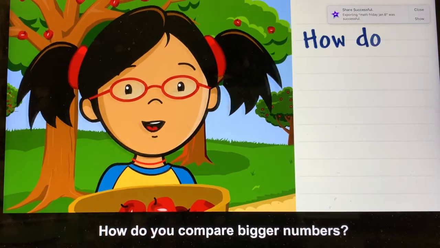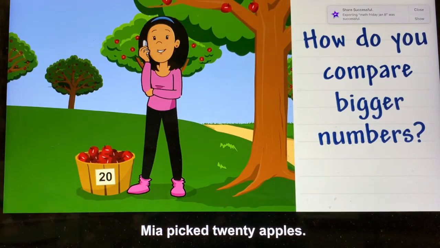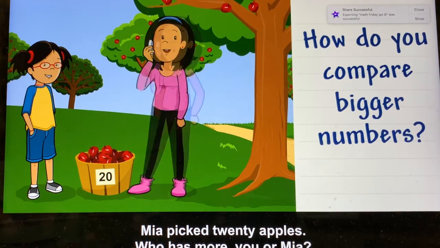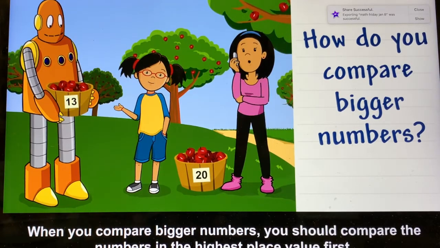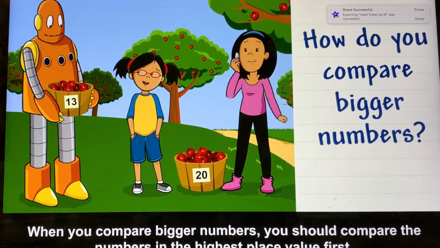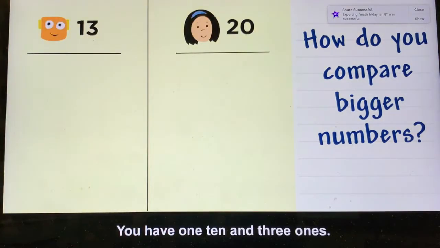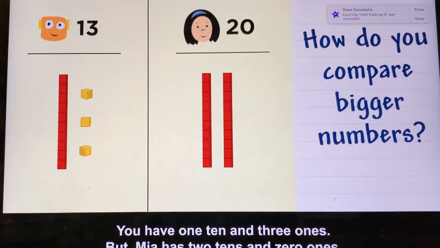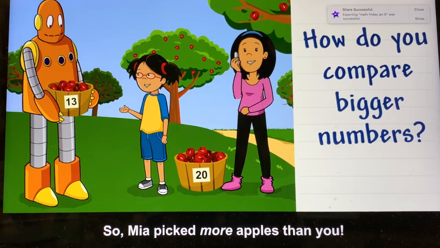How do you compare bigger numbers? Mia picked 20 apples. Who has more, you or Mia? When you compare bigger numbers, you should compare the numbers in the highest place value first. You have 1 10 and 3 1s, but Mia has 2 10s and 0 1s. So Mia picked more apples than you.